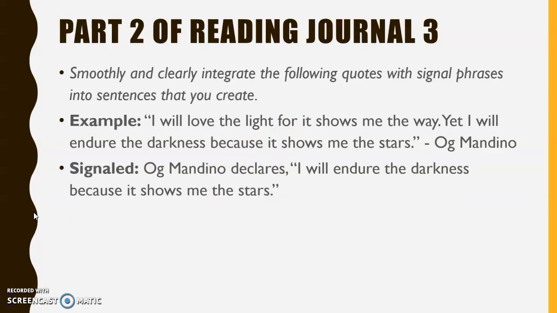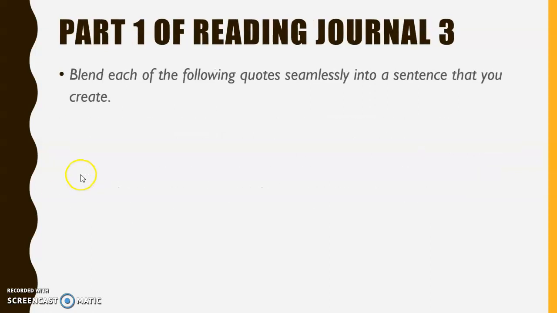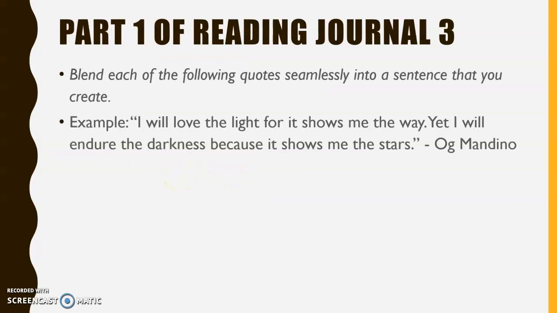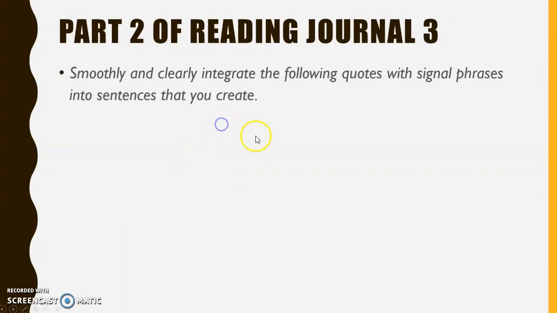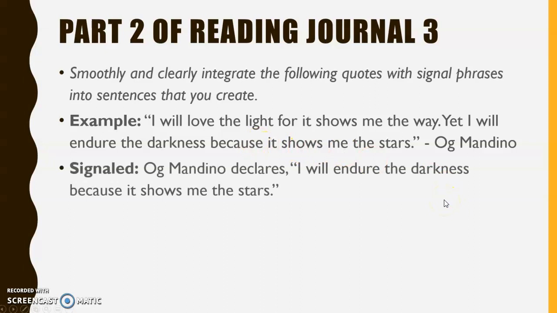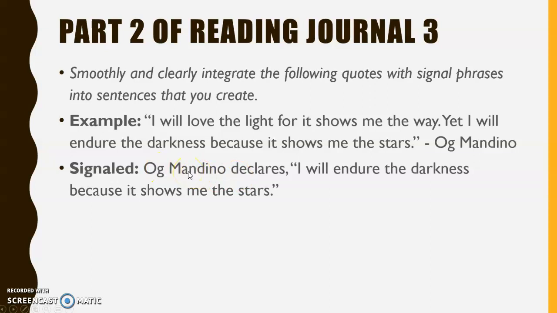So coming back to the second way of using sources in our paper, and that's signal phrases. So going back to this again, the signal phrases where we have a list of verbs, the reading journal asks you to basically do the same thing as you did for part one, but use signal phrases instead of blending. So in my example, I've used the same quote. You guys will be using different quotes, but I'm using the same quote from before, but this time I have used a signal phrase. And so I've used a verb and the author's name, and it sort of just sets it off. That's why it's called a signal phrase. It's signaling to your reader that you're about to give a quote.